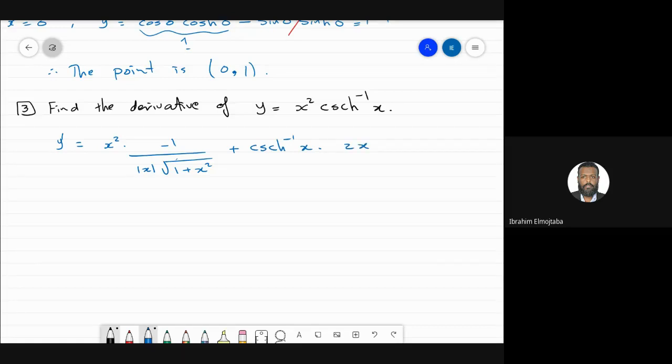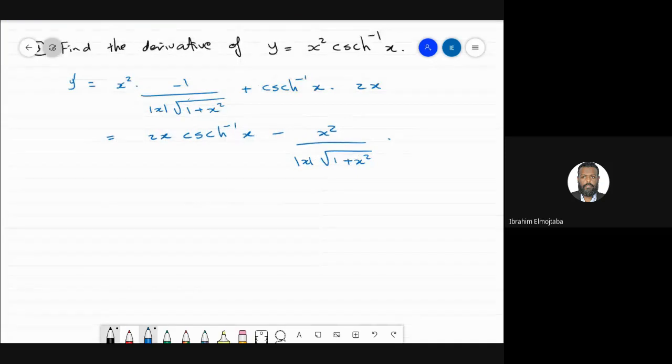I'm just going to write it in another way. That will be 2x hyperbolic cosecant inverse x minus x squared over absolute value of x square root of 1 plus x squared. I just took the negative term and put it at the end and the positive term in the beginning, negative term at the end. That's just for a little simplification.